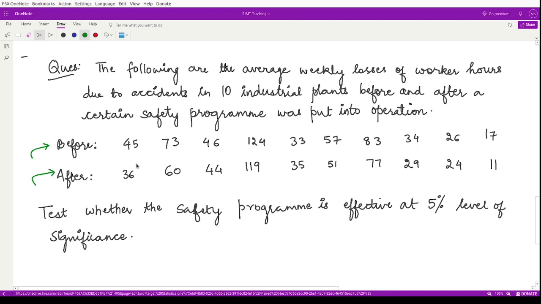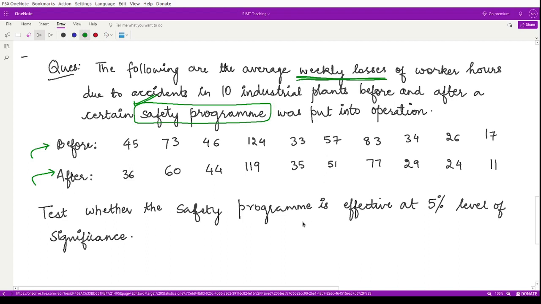So now in this case, obviously these two are linked to each other because the safety program that took place would affect the number of weekly losses that occur before and after. If the program was effective, people would be more careful and the losses would occur less. And if this program is not convincing, then there would be no such difference.